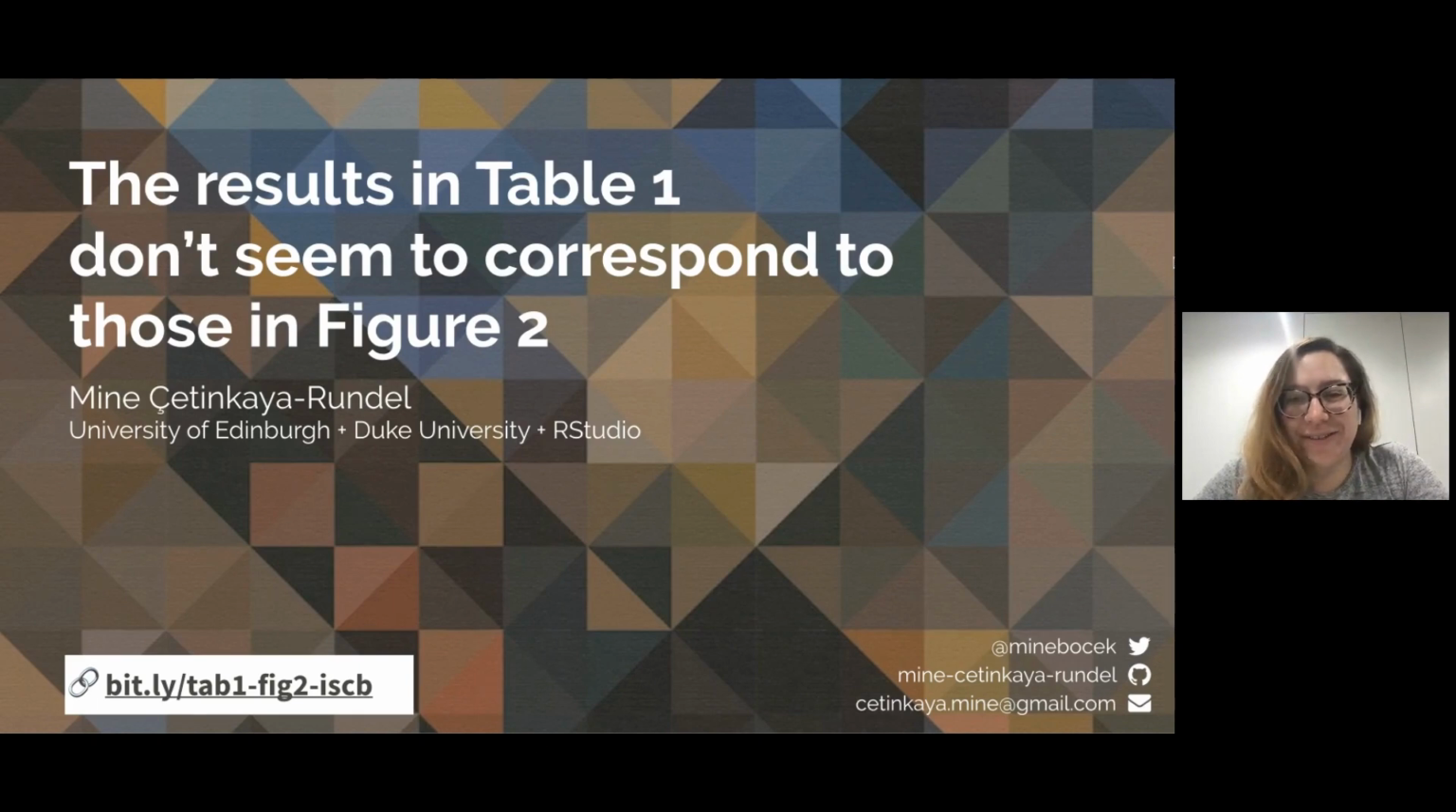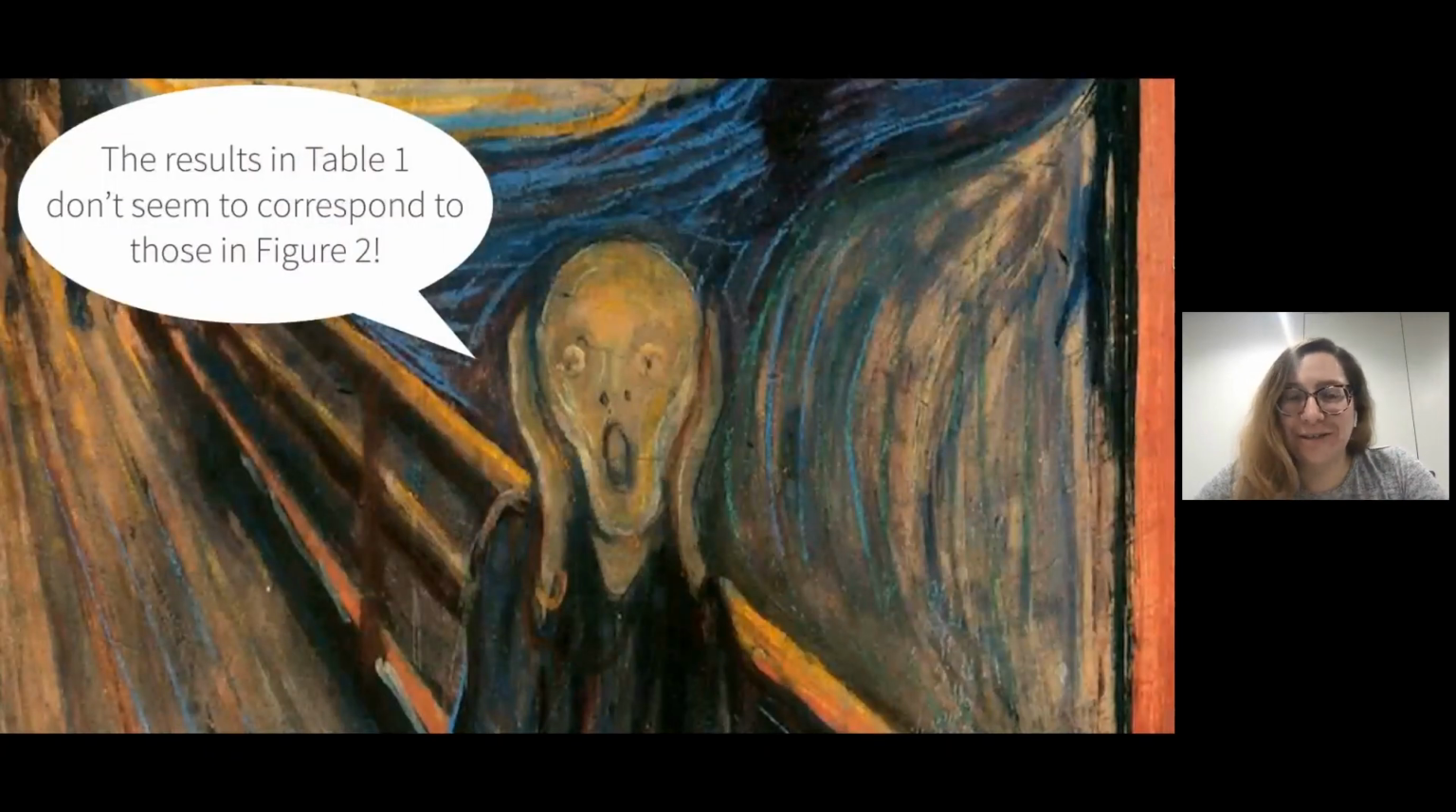Thank you very much, and thanks for inviting me. So the name of the talk is The Results in Table 1 Don't Seem to Correspond to Those in Figure 2. And if you've ever worked on any sort of data analysis project, a paper where you did summarize things this way, it's possible you encountered this at some point. And the background picture here is a little pixelated intentionally, but really that's this picture. So I think this could have been a better opener for the talk itself.